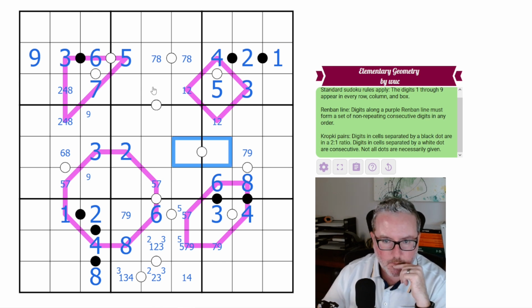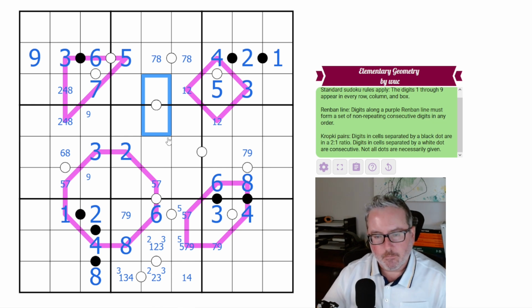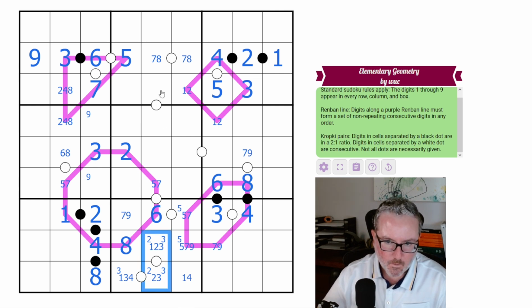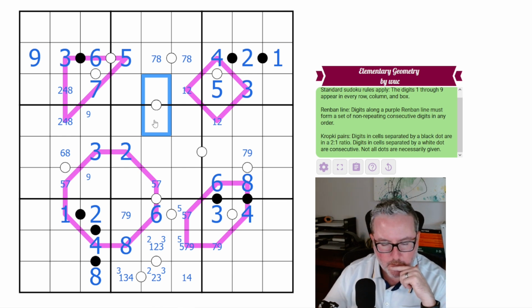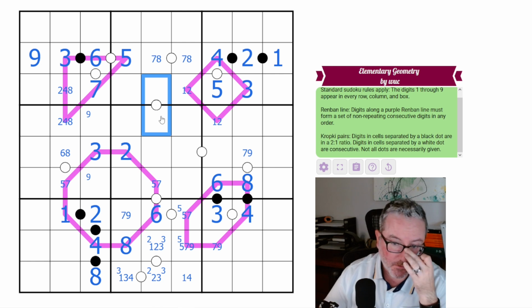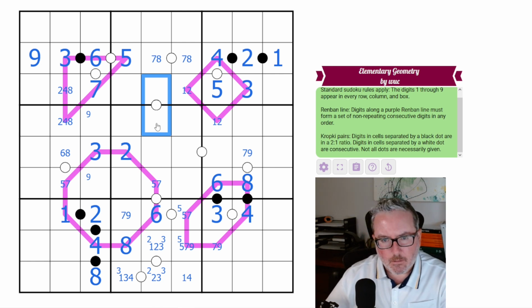Is there anything that it does to these final Kropkis that we have here? Because if we're looking at this guy, we know it can't be a 1-2 pair because we've got a 2 here. Is there anything else we can say about it that it can't be? It can't be a 2-3 again because we have that 2. Could be 3-4 or 4-5. Obviously, it can't be 5-6 or 6-7 or 7-8, but it also could be an 8-9. So no, I don't think there's anything there that we can really chow down on, so to speak.